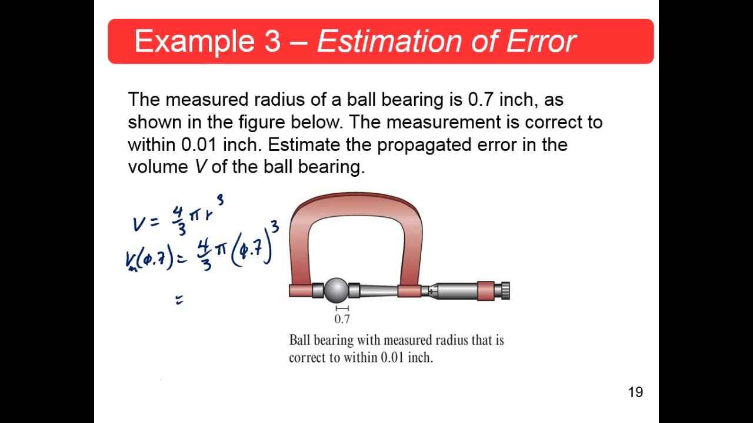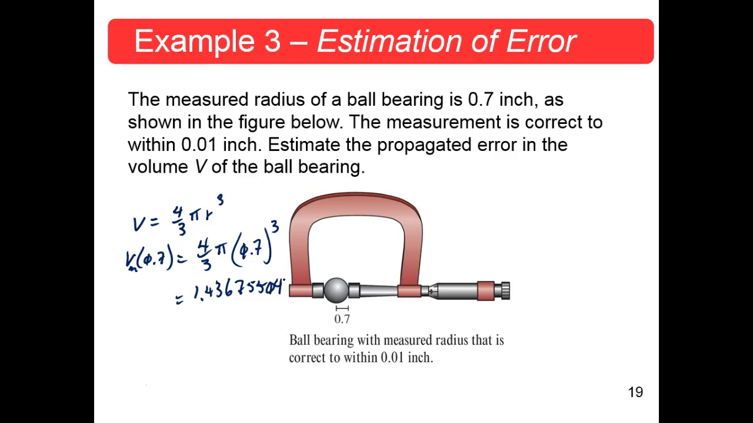Someone, anybody? 4/3 pi 0.7 cubed. I got 1.436. 1.436, is that all? Keep going. 75504.